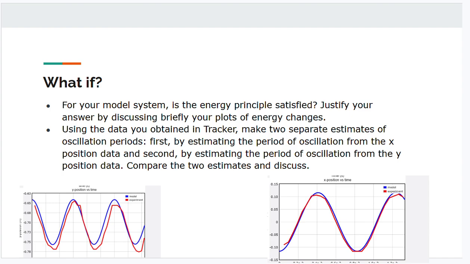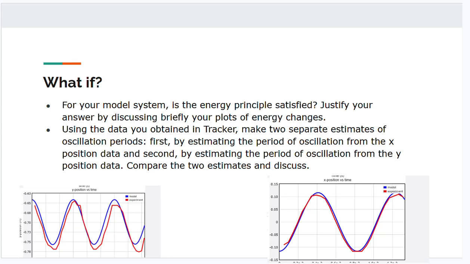What if? So for your model system, is the energy principle satisfied? I would say yes. It definitely is, because in our GlowScript we used how E initial would equal E final, and how we use the energy principle of adding all the energies together, knowing that the energy of the system and surroundings does not change and stays constant.